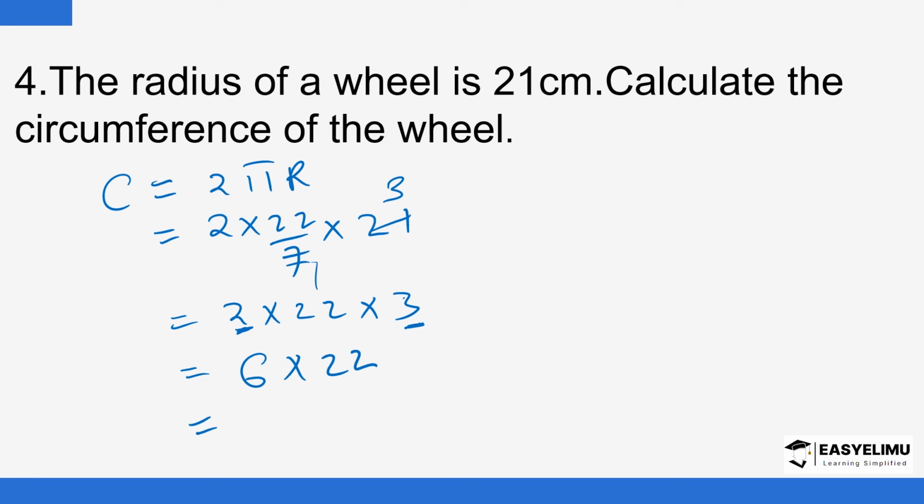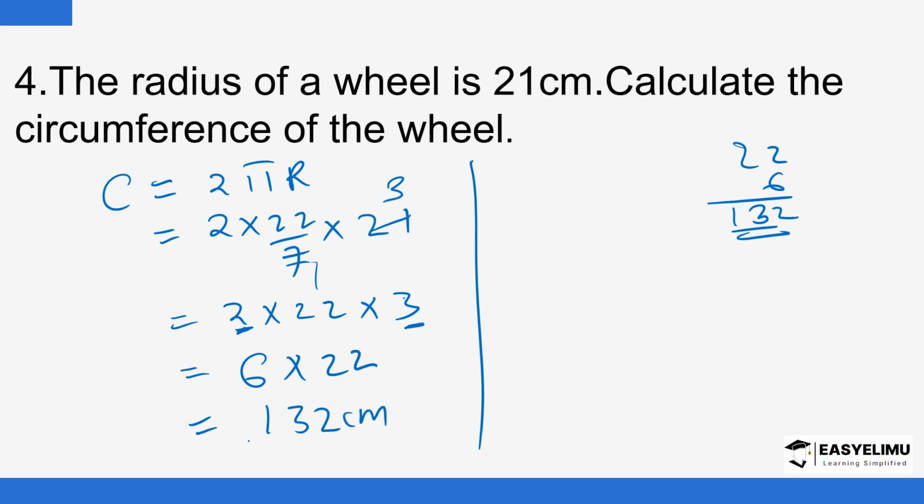So now we have 22 multiplied by 6. So 2 by 6 is 12, 2 carry 1. 2 by 2 is 4, plus 1 is 5... 2 by 2 is 12 again, plus 1 is 13. So this is going to be 132 centimeters.